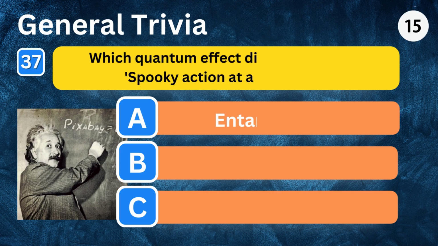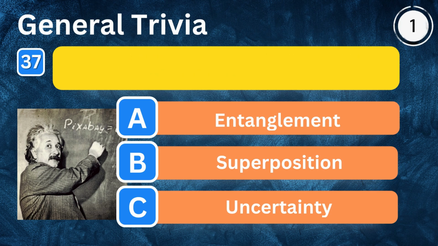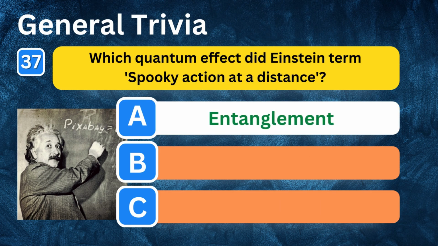Question number 37. Which quantum effect did Einstein term spooky action at a distance? Is it entanglement, superposition, or uncertainty? And the answer is entanglement.